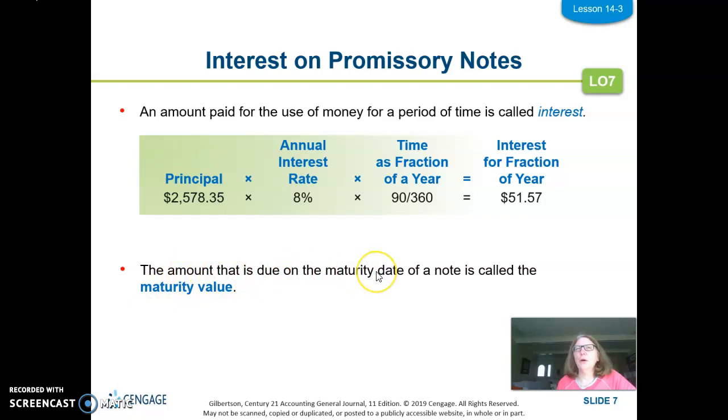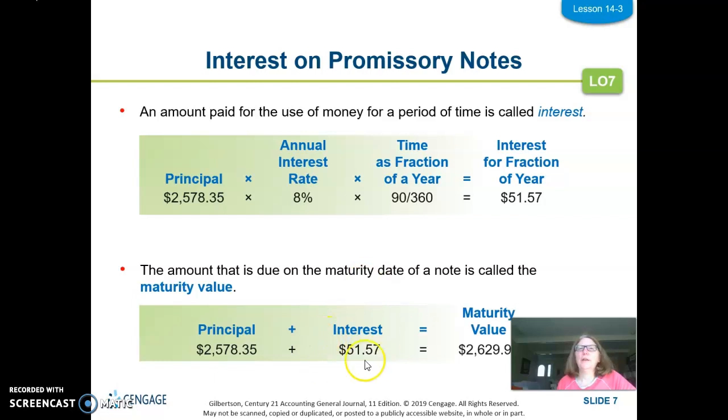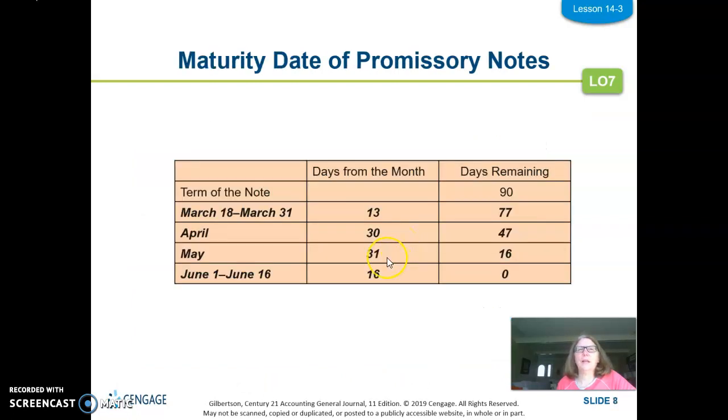So the amount that's due on the maturity date is called the maturity value, and the maturity value is equal to P plus I. Okay, so interest is P times R times T, maturity value is P plus I. So they have to pay me back the full principal they owed, as well as the interest from using my money, and I'm going to get cash of this amount instead of the $25.78. So let's talk about how we calculate what that maturity date is, and work with me here.